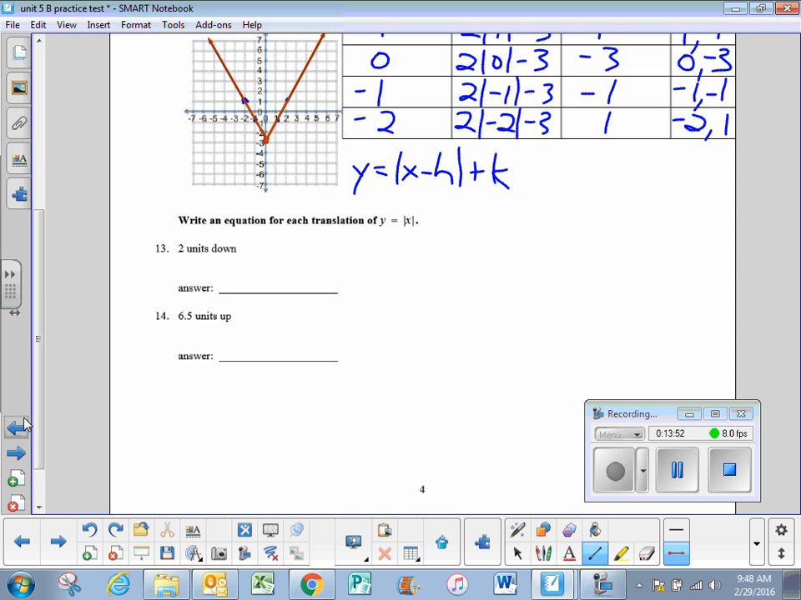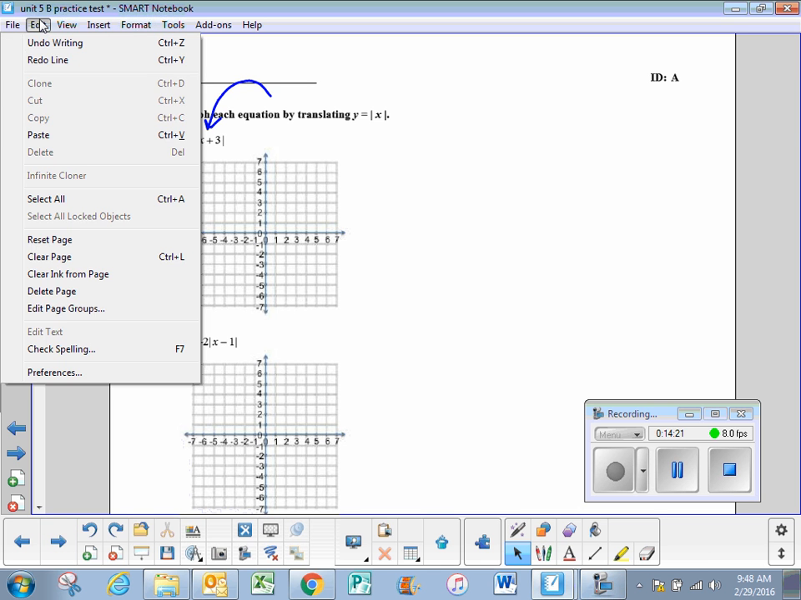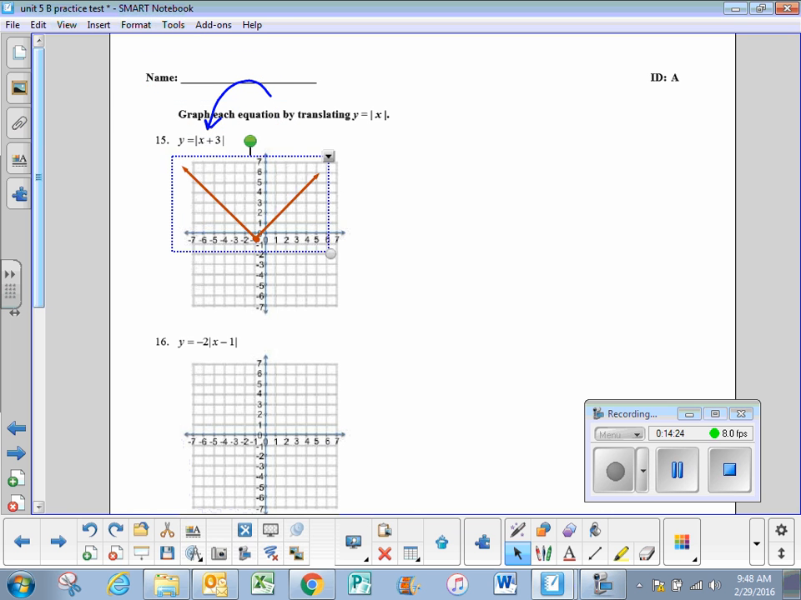Number 13. These are probably, hopefully, the easiest ones for you on the test. You know if it goes down, there's a -2 on the outside. You know if it goes up, there's a plus 6.5 on the outside. So make sure you get those right, because those are the gimmies. Now we learn that if we're adding something on the inside of the absolute value, it's going to move the parent function the opposite direction that many units. So on this, how many units am I going to move it? 3. What direction? That was hard, right?